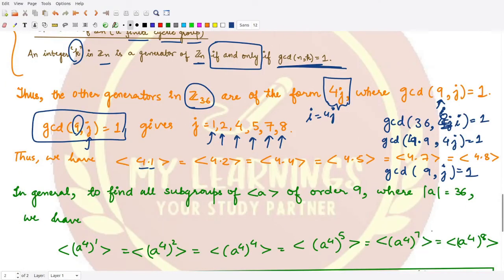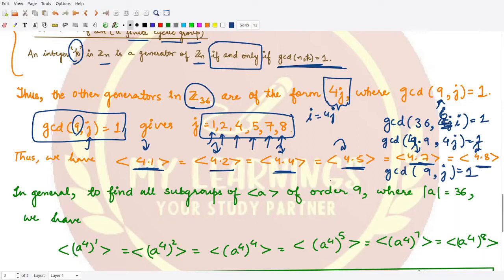So the subgroup generated by 4 multiplied by 1 is equal to the subgroup generated by 4 multiplied by 2. Next is 4 multiplied with 4, 4 multiplied with 5, 4 multiplied with 7, and 4 multiplied with 8. So we have one generator as 4, another is 8, another is 16, another is 20, another is 28 and another is 32. These are all the generators here, and all these subgroups are equal to each other.